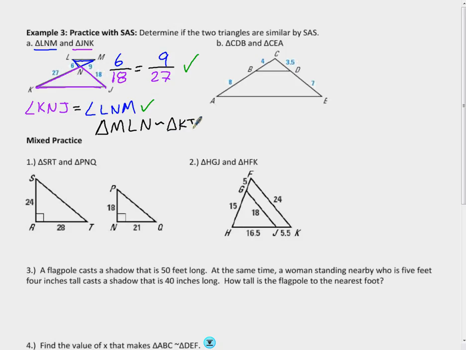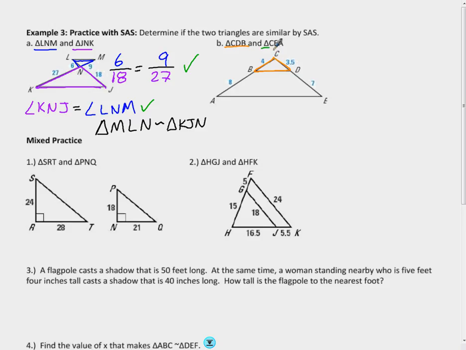Cool. Questions? Letter B. Two triangles. Which two? CDB, the little guy, and CEA, right there.